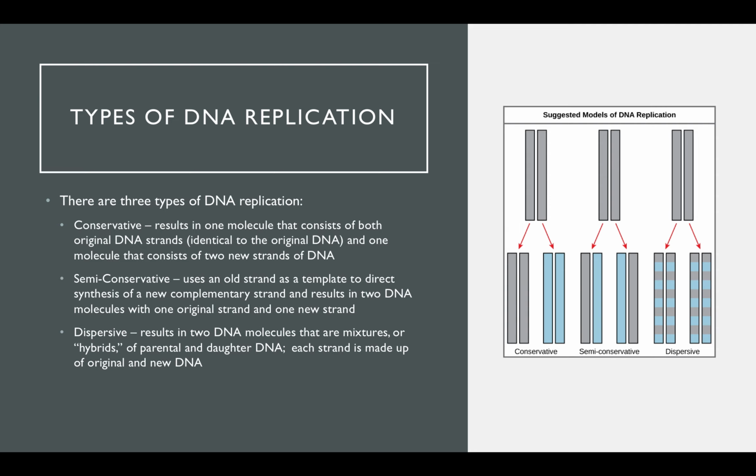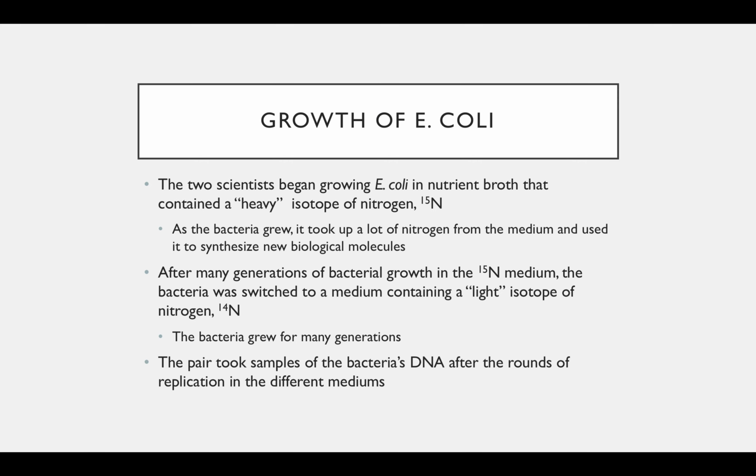And the last one is dispersive, and it results in two DNA molecules that are mixtures or hybrids of parental and daughter DNA. So each strand is made up of original and new DNA, and the image to the right displays that. The experiment revolves around the growth of E. coli and the replication of DNA.